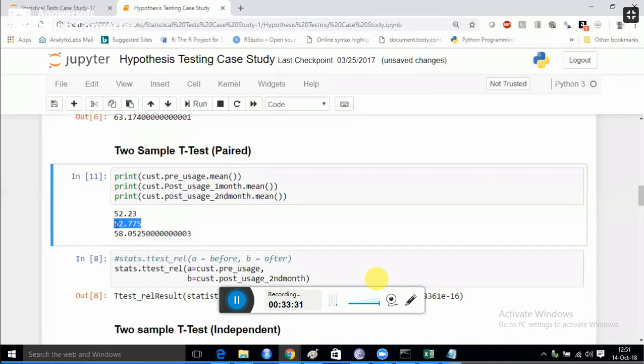They are anyways not equal, right? 52.2 and 52.7, they are never equal. They are different, but how different? Different by a big value or just slightly different? Is this just a coincidence that your value has increased, or is it the actual effect of the campaign? I have to check that.